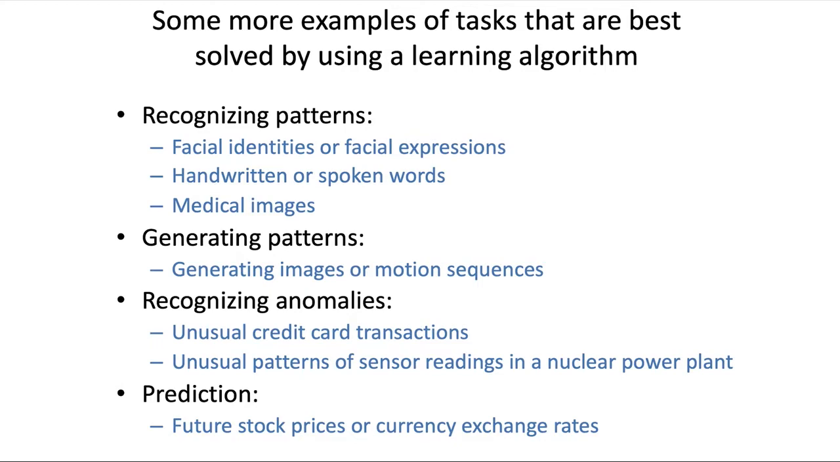Another example of a task that machine learning algorithms can do is recognizing anomalies. For example, an unusual credit card transaction is a clear anomaly from the rest of the credit card transactions, and a machine learning model can recognize the trend and figure out outliers from the trend. And last but not least, probably the most common use for machine learning algorithms is future prediction. This is not extrapolation. This is more like the kind of prediction where we're predicting a certain output Y based on input X. For example, predicting future stock prices or currency exchange rates. So in essence, these are all examples of tasks that are best solved by using a machine learning algorithm.